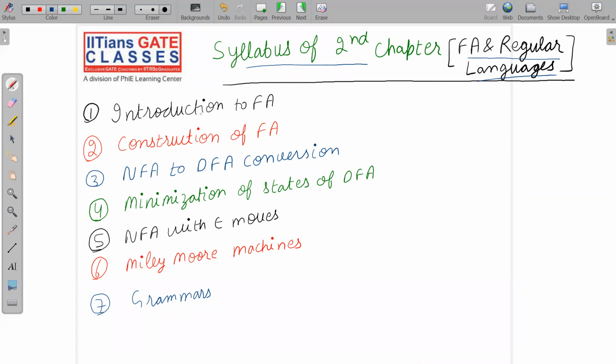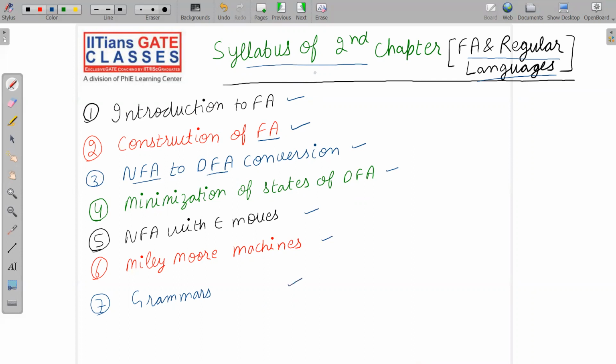The first topic of the syllabus will be introduction to FA. In this topic I will give you a brief introduction about what exactly FA is, its types, that is NFA, DFA, etc. Second, we will start construction of finite automata. Third, we will study the NFA to DFA conversion algorithm. Fourth will be minimization of states of DFA. Fifth will be NFA with null move. Sixth will be Mealy-Moore machine.